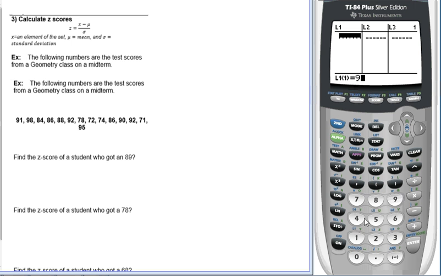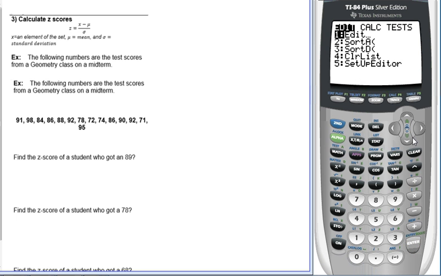So I've got 91, 98, 84, 86, 88, 92, 78, 72, 74, 86, 90, 92, 71, and 95.